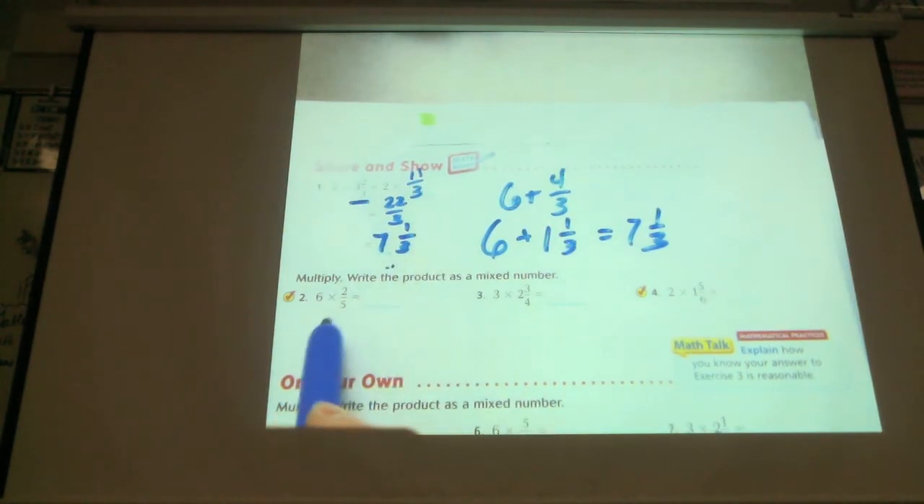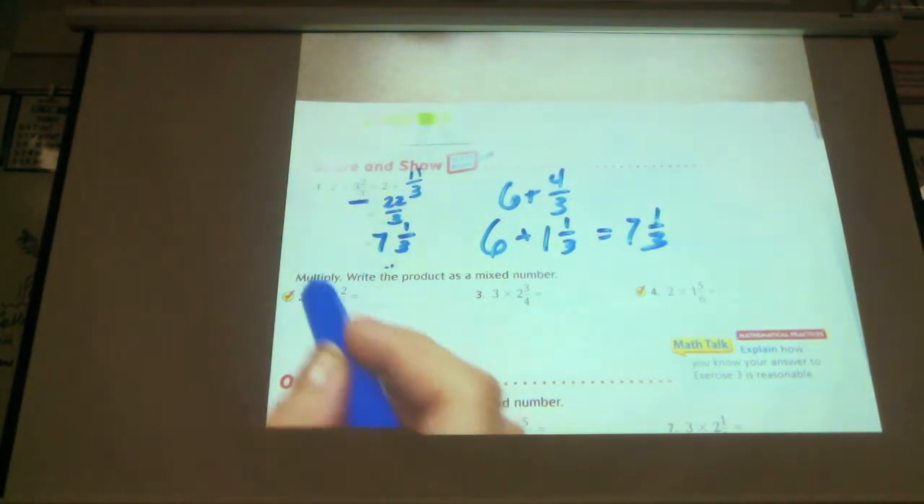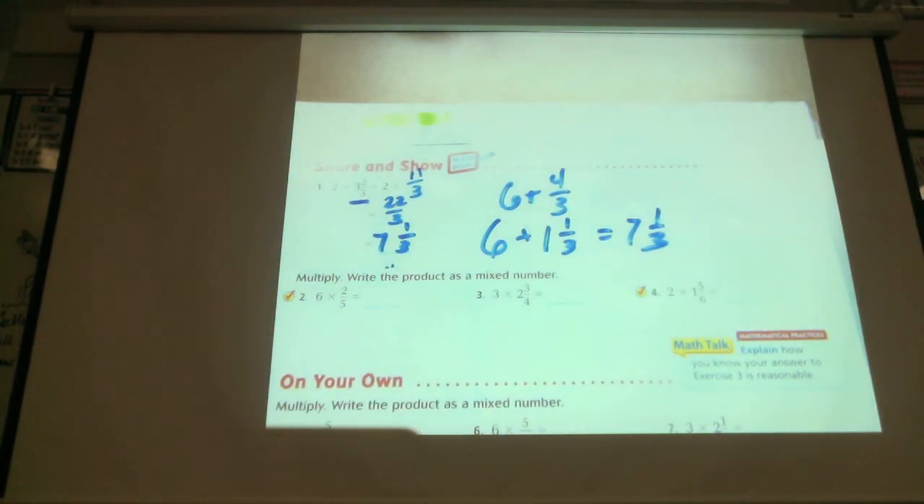Okay? So, multiply and then write the product as a mixed number. Some of you have already been doing this because I told you if you come up with an improper fraction, go ahead and change it to a mixed number if you want. Now you have to. So those of you who have been doing it, you're already ahead of the game. Those of you who haven't, it's all right. Just do it now. So go ahead and do number 2 on your own and stop.